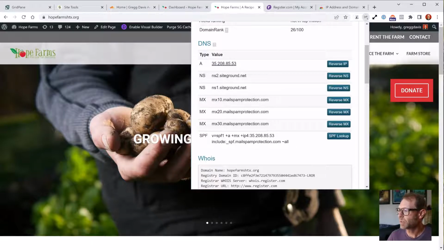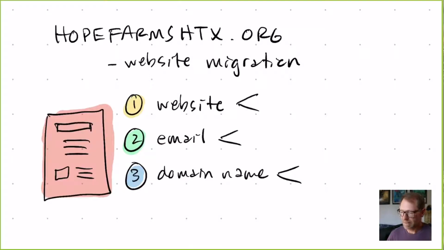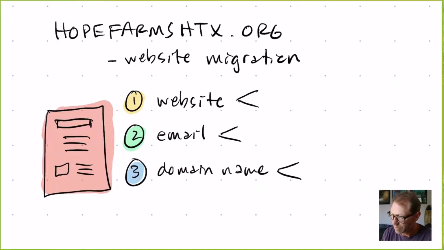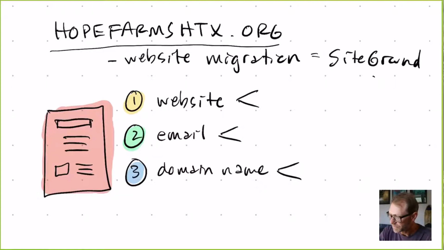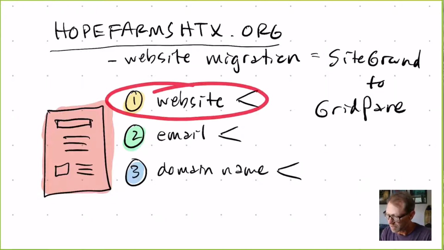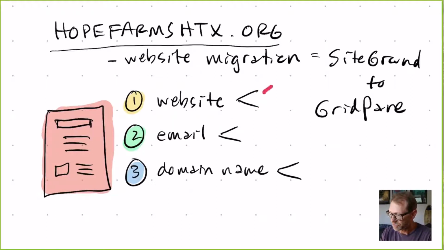And so I'm going to pull up my iPad to just do a little diagramming here. What we're doing is a migration of this website, hopefarmshtx.org, from SiteGround to GridPane. And there are a few different things we want to consider. First of all, the website itself. What's involved in the website? And there's two parts that we'll look at, making sure that we migrate when we do the actual site migration.